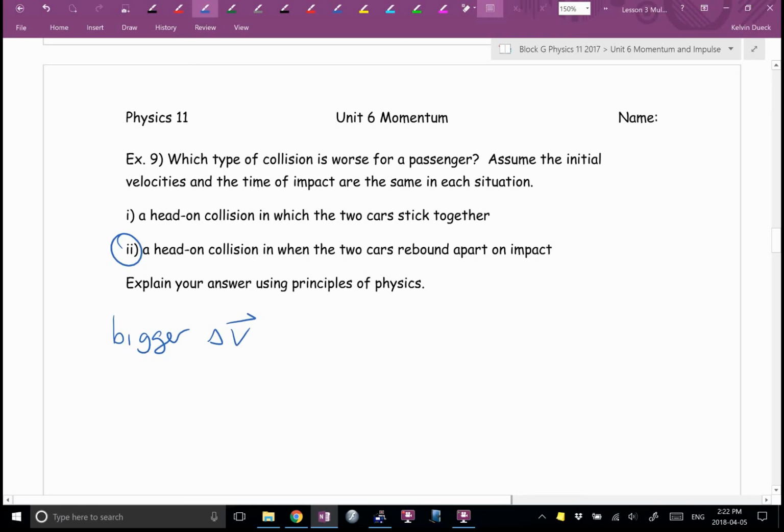Because you're having to change direction, which means you're having to come to a stop, just like in A, and then get some more momentum in the opposite direction. Well, it's a bigger impulse, a bigger change of momentum.